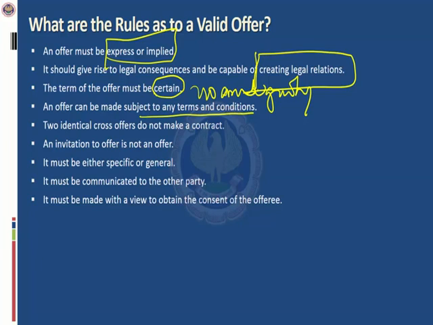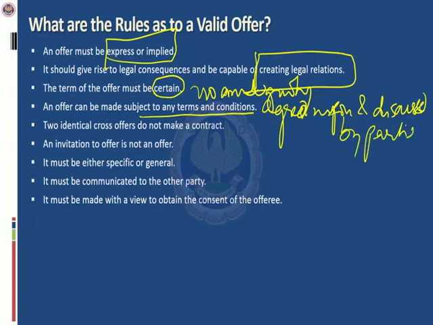However, certain terms and conditions may be put forward which can be agreed upon and discussed by parties before putting it in the contract. Then two identical cross offers do not make a contract. So I make a contract, I give you an offer, you give me another cross offer on the same subject matter, or maybe a counter offer. That does not make a contract. That is a cross offer or counter offer.